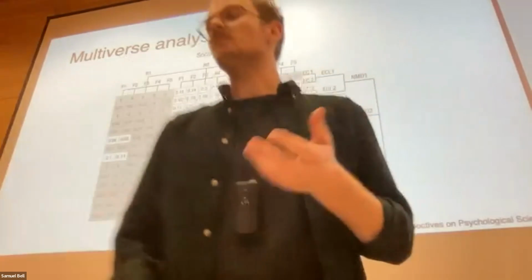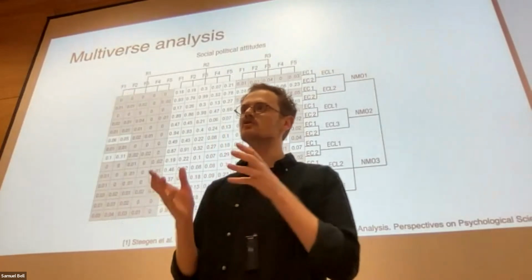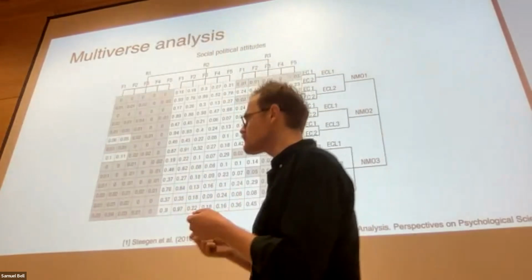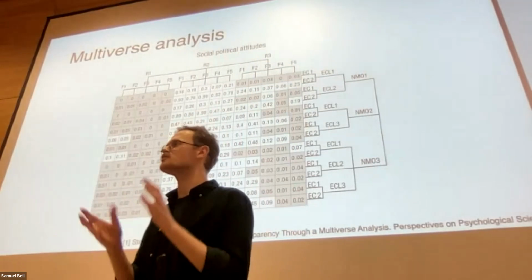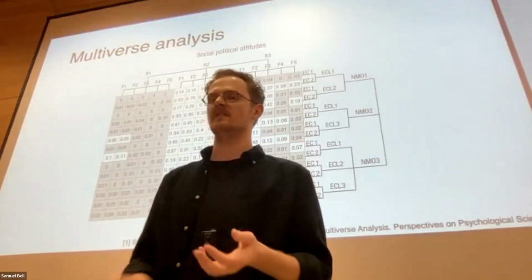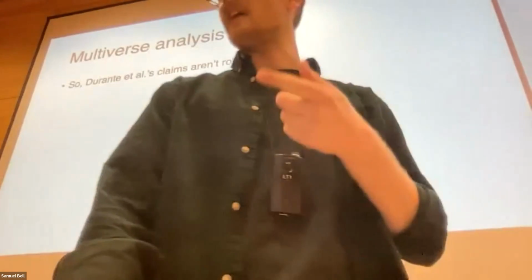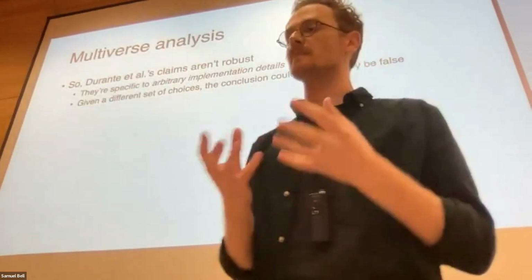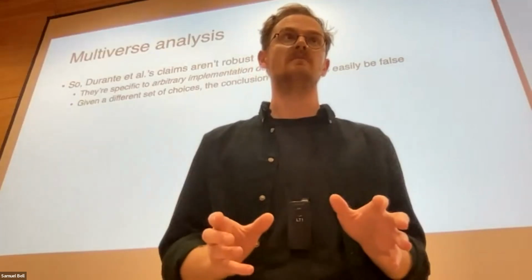We can see exactly the same thing with social and political attitudes, and it's almost the same phenomenon, right? The way that you describe relationship status really matters. And the reason I'm talking about this is because the whole idea here is that this is a conclusion which, hopefully I prompted you all to be skeptical, but this is a conclusion that isn't robust to arbitrary choices. And that's the real problem here. The idea is these claims are specific to arbitrary implementation details. And if you made a different set of choices, the conclusion could just as easily be false.